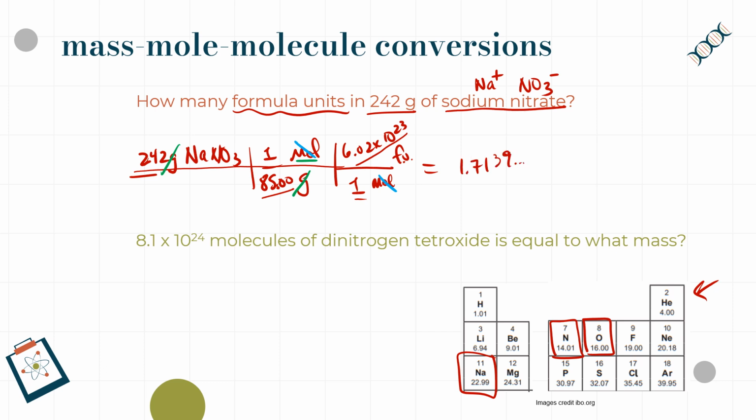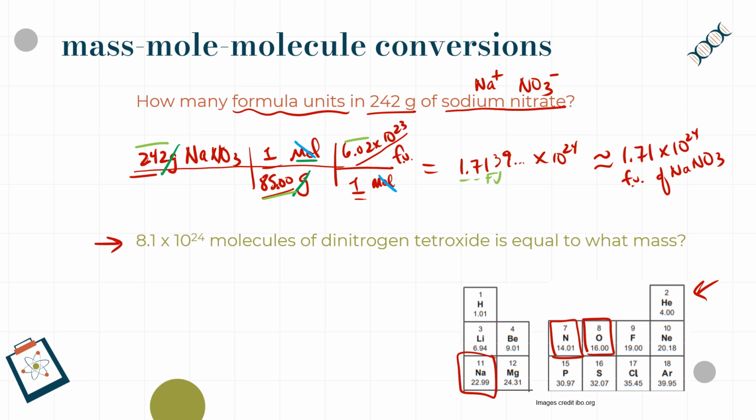1.7139, lots of decimal places, times 10 to the 24th. Sig fig check. I've got 3 sig figs, I've got 4 sig figs, and 3 again. We're going to keep 3. That next digit is not going to round up that 1, and so our final answer is going to be 1.71 times 10 to the 24th formula units of sodium nitrate.